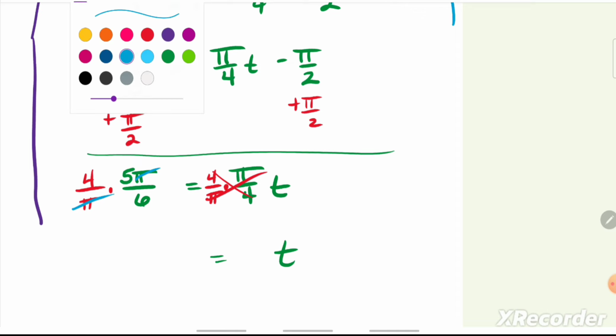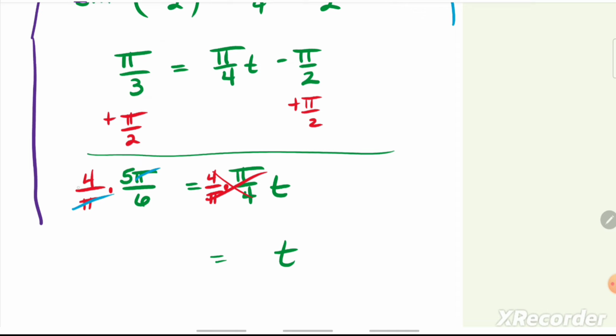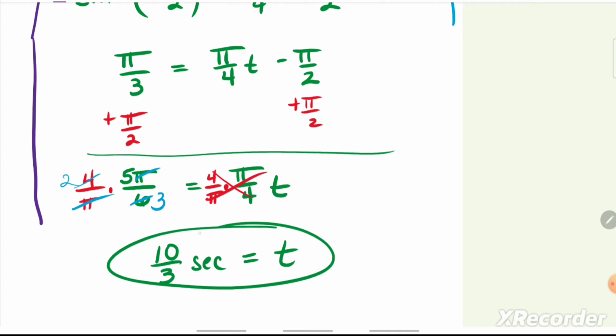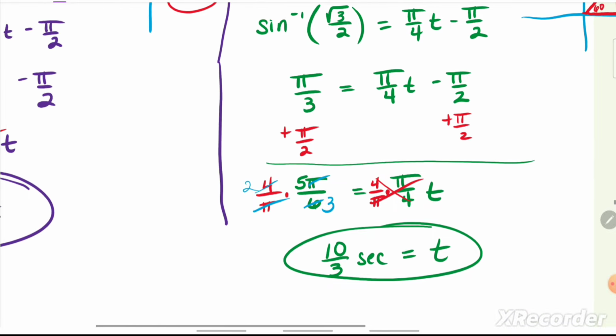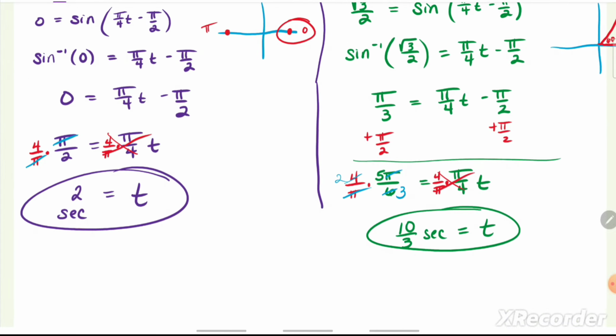I can simplify the 4 and the 6 by 2. And we get 10/3, and again, our unit is seconds. Let's try another example.